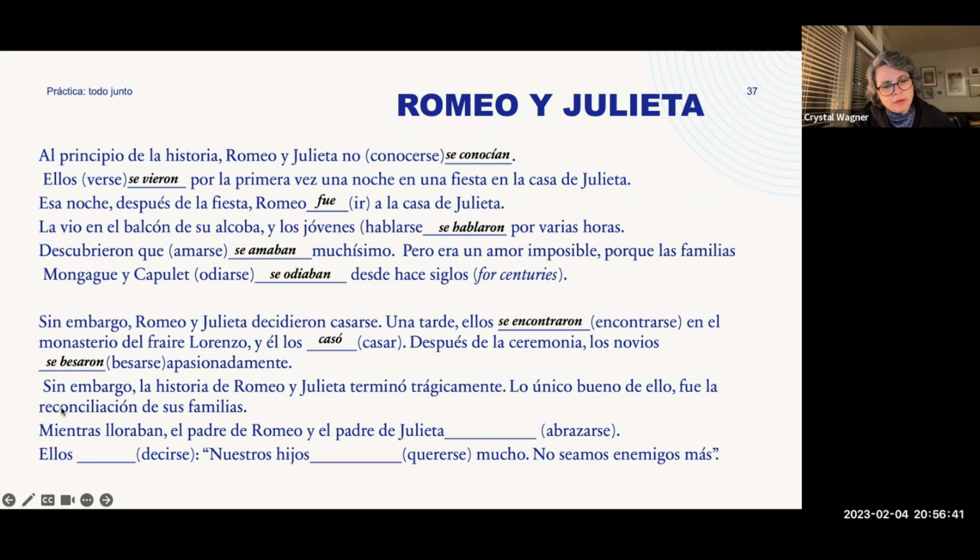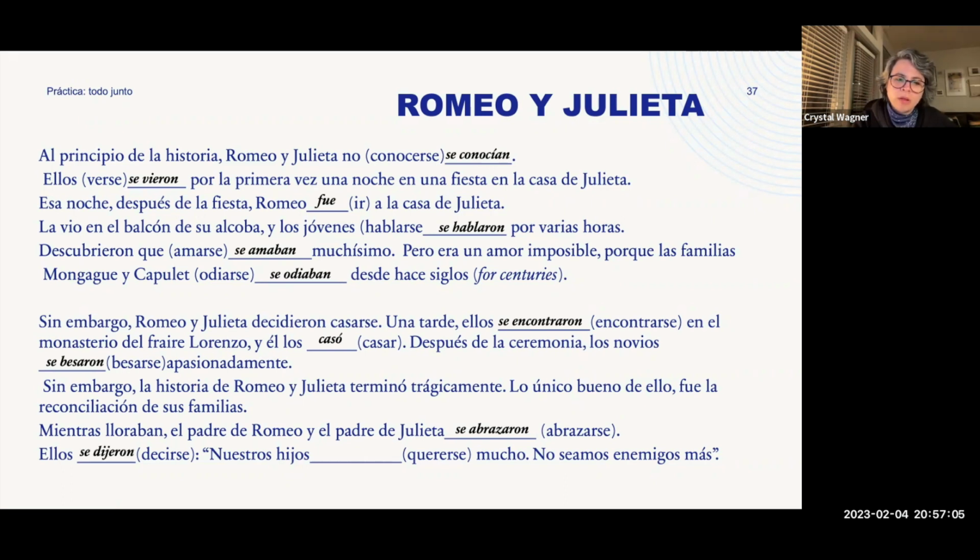Mientras lloraban. Notice this, mientras right here, and the imperfect, while they cried, mientras lloraban, el padre de Romeo y el padre de Julieta se abrazaron. Why would this be a preterite? Because they hugged each other. They were not hugging, they hugged each other. So it happened, they hugged.